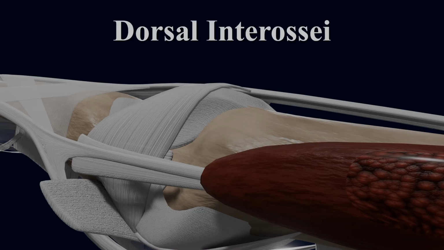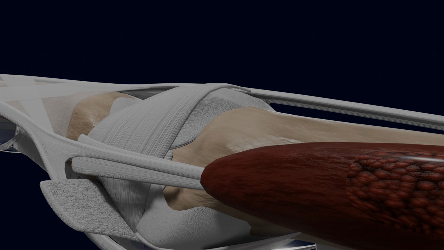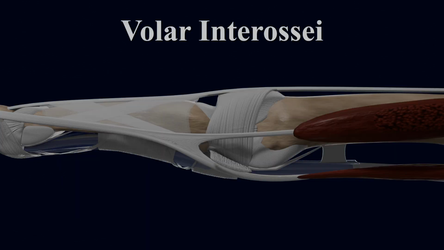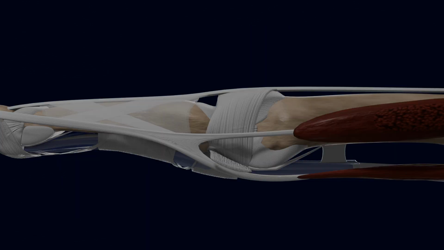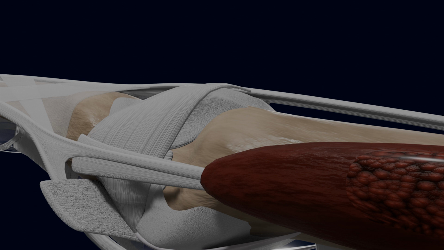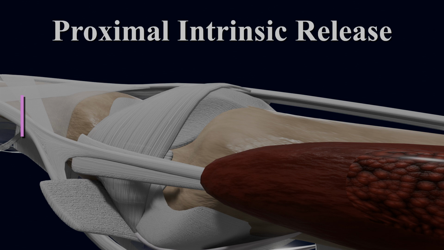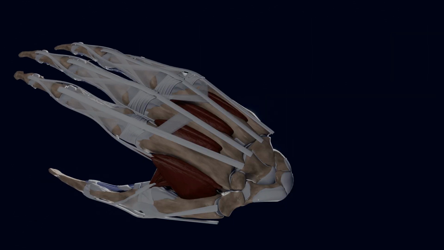Dorsal interossei are more likely to have a more prominent or bone-only insertion. Volar interossei are more likely to be tendinous. The possibility of a proximal phalangeal bone insertion is a consideration in performing an adequate proximal release in intrinsic contractures.